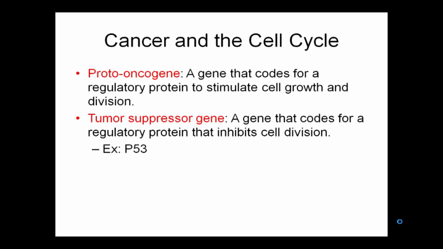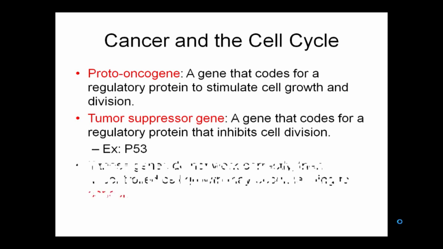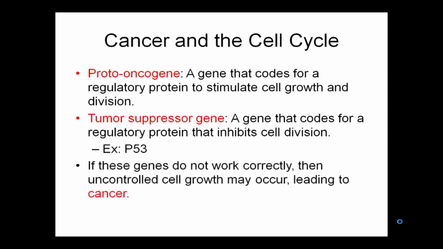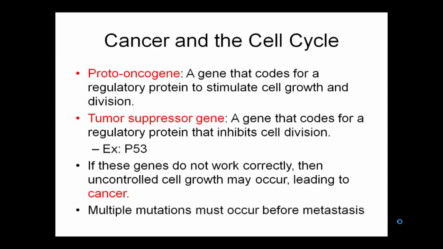Example of a tumor suppressor gene is P53. P53 is a master regulatory gene. It's going to inhibit cell division. If P53 is not functioning properly, we're going to see what happens. However, before cancer can occur, there have to be multiple mutations, and P53 has to be inhibited. You have to lose anchorage dependence and density dependence in the cell.